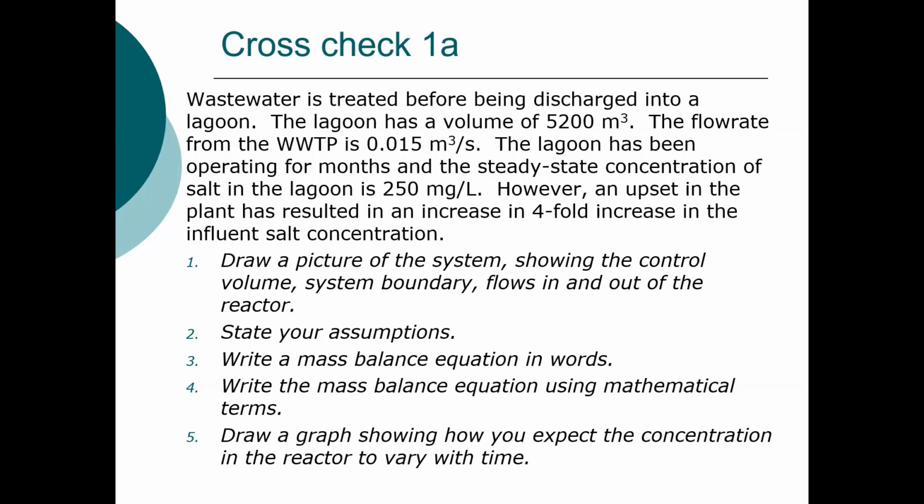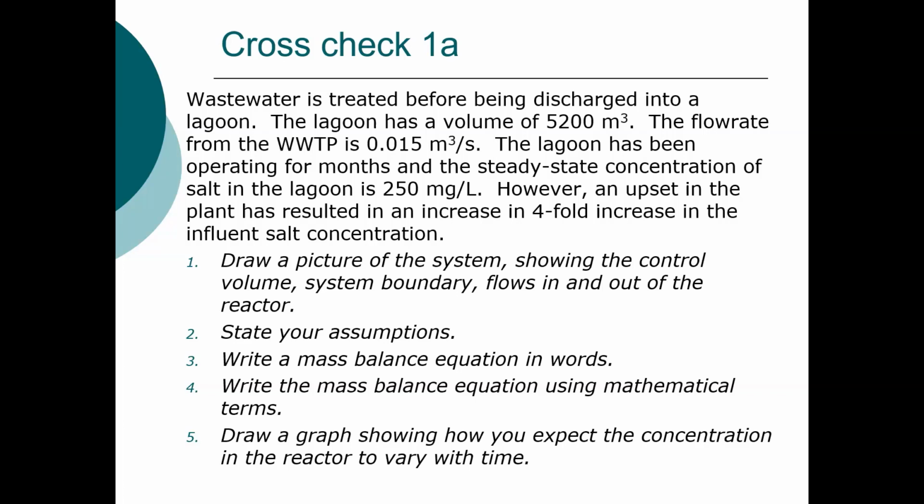So here we have a wastewater. It is treated before being discharged into a lagoon. So we've got some treatment. That wastewater then is discharged into a lagoon. The lagoon has a volume of 5,200 meters cubed. The flow rate from the wastewater treatment is 0.015 meters cubed per second.